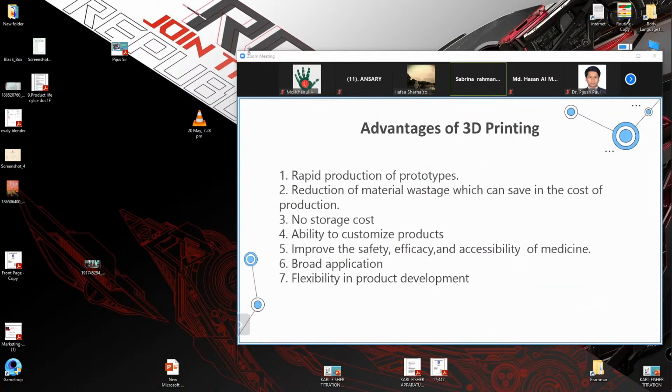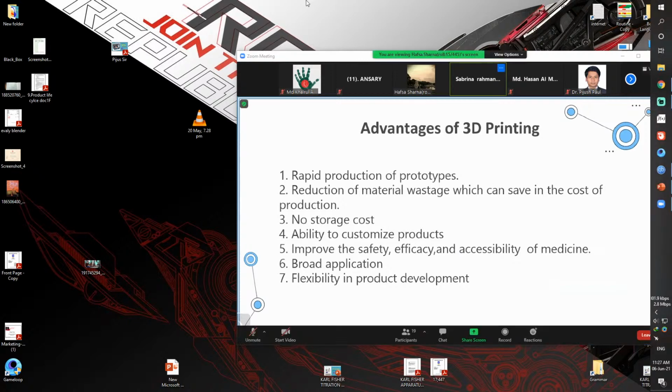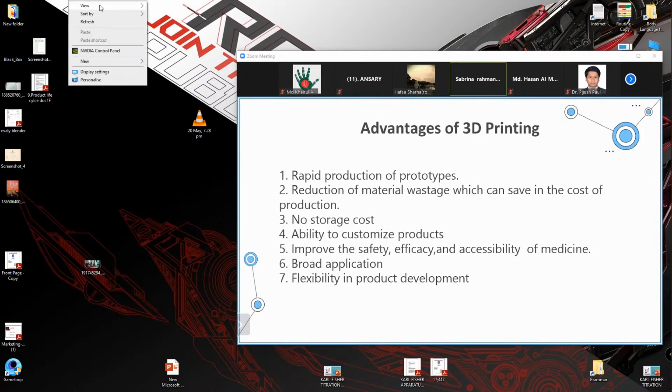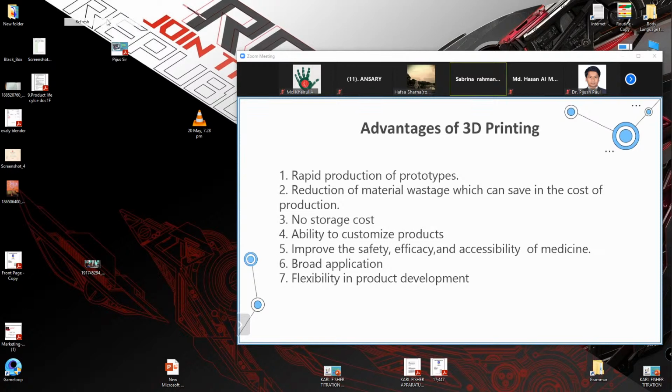Advantages of 3D printing: rapid production of prototypes, reduction of material waste, which can save the cost of production, no storage cost, ability to customize products, improved safety, efficacy, and accessibility of medicine, broad application, and flexibility in product development.